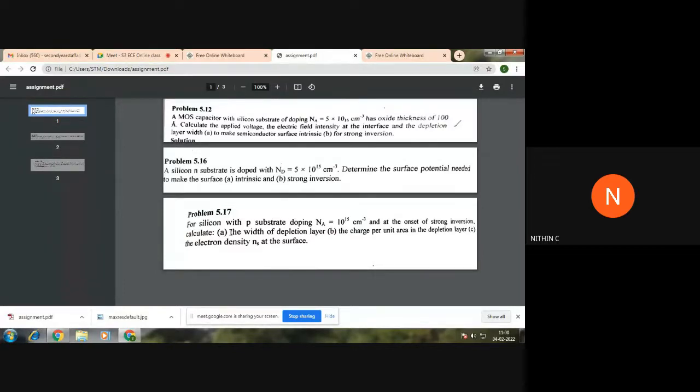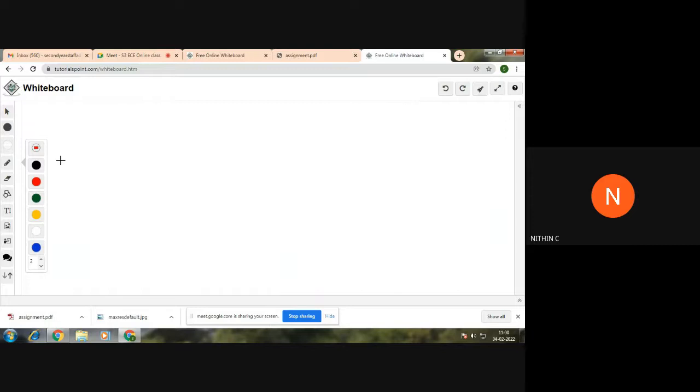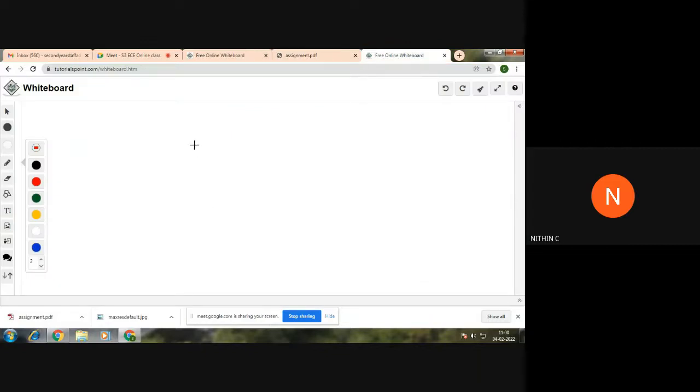Finished? Okay. So first note down the given values. Which are the values that are given? The values which are given: Na value is given. Na is the only value given. Na is equal to 10 raised to 15 per centimeter cube. What Na is equivalent to, we will write later. We know that this will be equal to P0. So the Na value is given.